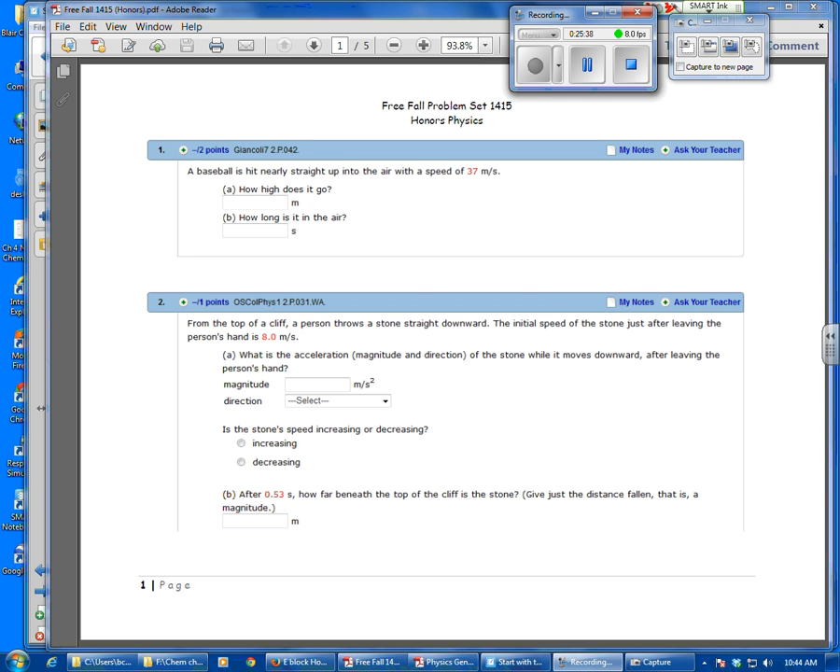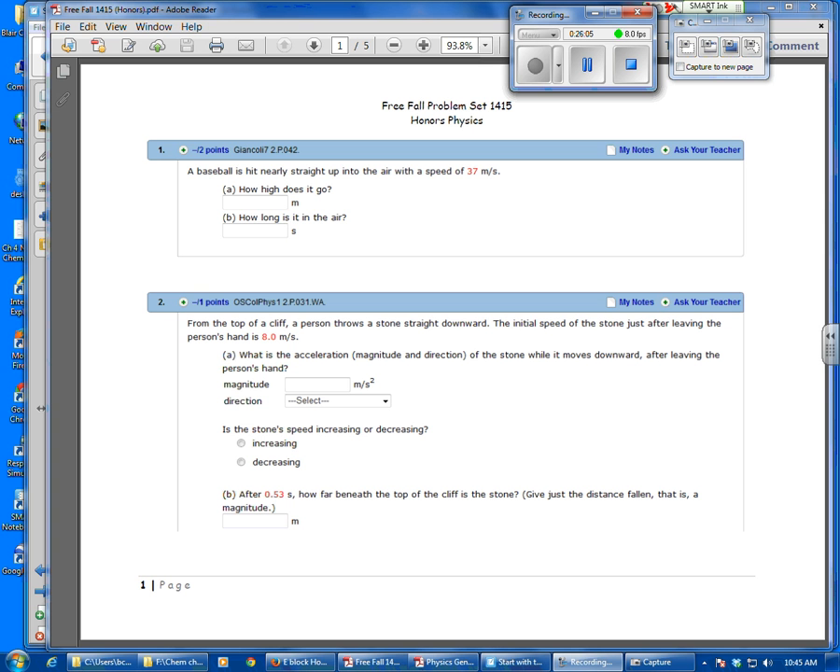So what if I had thrown it down, would it still increase? Yes. And the reason it's increasing, remember what acceleration is. Acceleration is the rate the velocity is changing. If it's moving downwards and the acceleration's downwards, that means they're in the same direction, you increase your speed. If they're opposite, you decrease your speed.